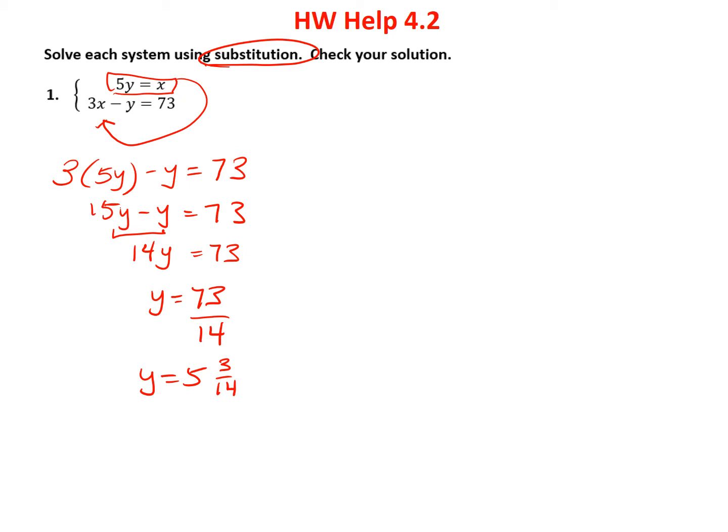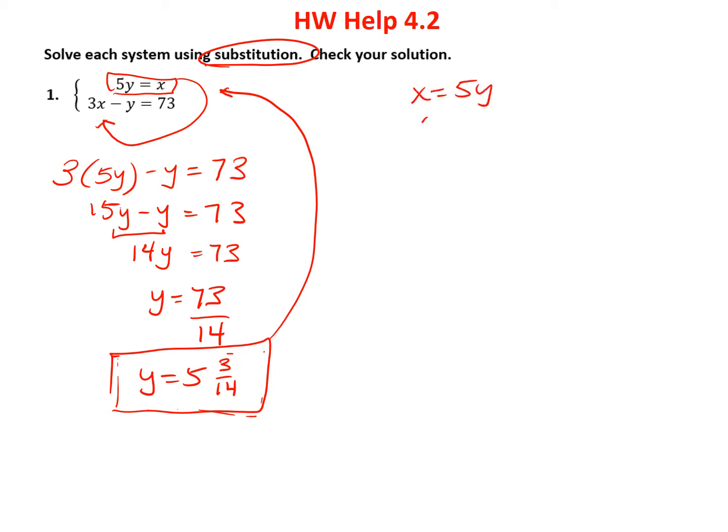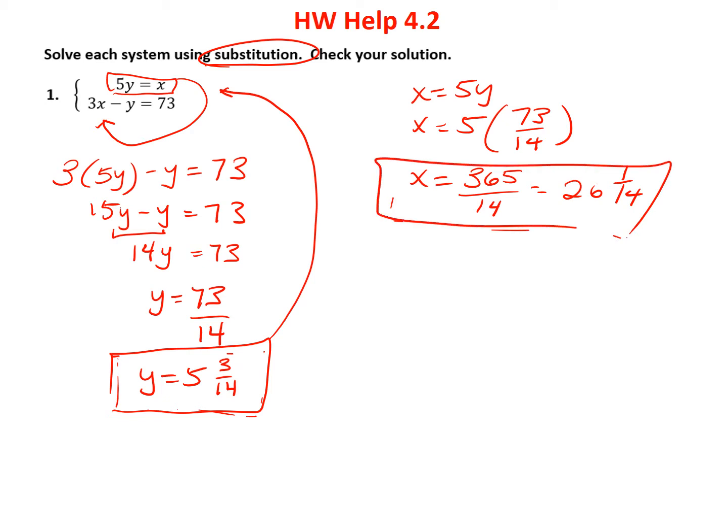Now the second thing we want to do is take this answer here. So we know what our y is, and now we need to find our x. I'm going to go ahead and put it into this equation and find out what x is. So if x equals 5y, then x equals 5 times 73/14. Notice I went back to my fraction instead of the mixed number because you can't multiply a mixed number. I would have had to change it to a fraction anyway. So if I multiply that out, I get 365 divided by 14, which is 26 and 1/14. So the answer is x is 26 and 1/14, and y is 5 and 3/14.